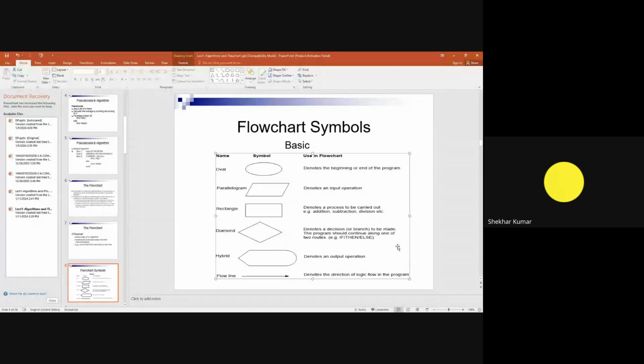And next is used for your input operations, that is your parallelogram. Then if there are any operations in the program, they will be formed with rectangles. If there is a concept of looping, a decision or branching, then we will use the diamond shape. For output operations, we also use a parallelogram. A flow line describes the logic and control flow of the program. With the help of an example, we will describe this again.